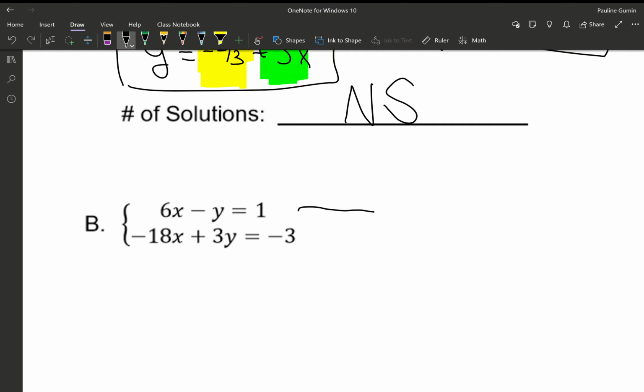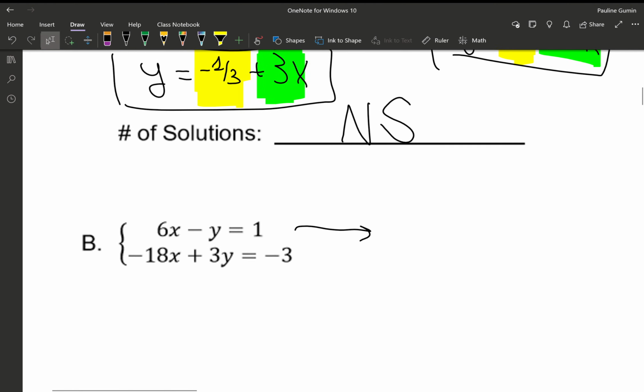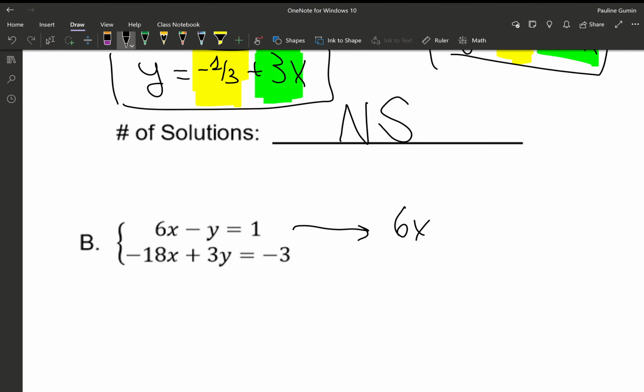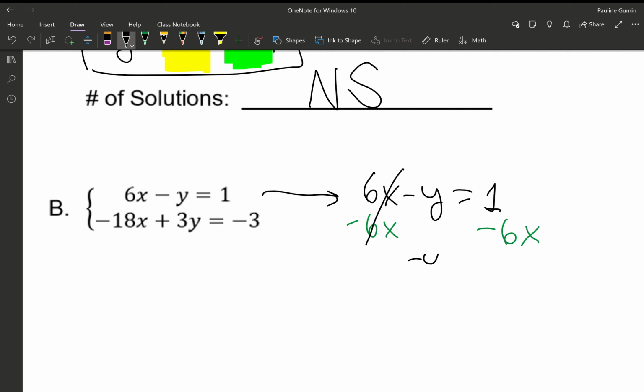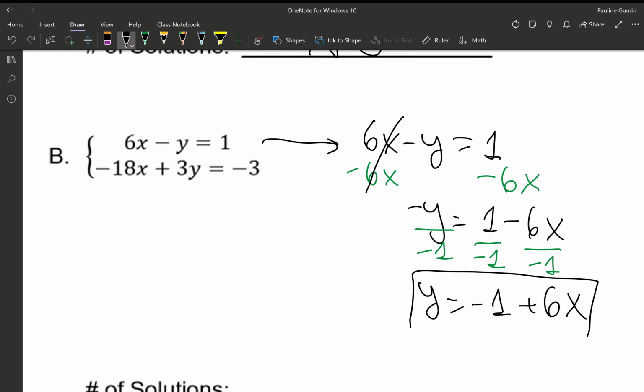We would get both of these into y equals equations, just like we did in letter A, and we'd take a look at their slopes and y-intercepts. All right, I'm just going to rewrite this one. Okay, I'm going to begin by subtracting 6x to both sides. So I have negative y equals 1 minus 6x. And then to get y by itself, I'm going to divide everything by a negative 1. Okay, so we're left with y equals negative 1 plus 6x. So there's our first equation.